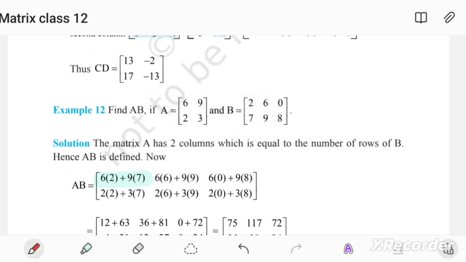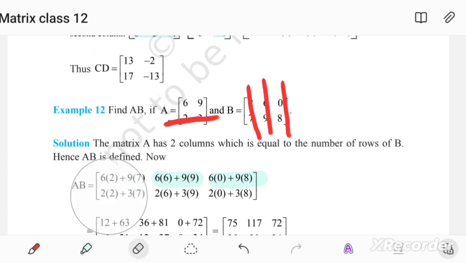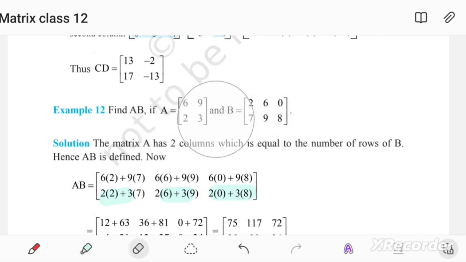Similarly, first row, then this column. How will we multiply it? We will multiply it in this way. 6 is multiplied with this 6, 6 is multiplied with this 9. What do we get? We get this entry. Next, we will multiply this row with this column. Again the same. This 6 is multiplied with this 0, this 9 is multiplied with this 8. We get this entry. We will proceed in the similar manner. Multiply this row with this column, then this row with this column, then this row with this column. As a result, we get these various entries after multiplication.